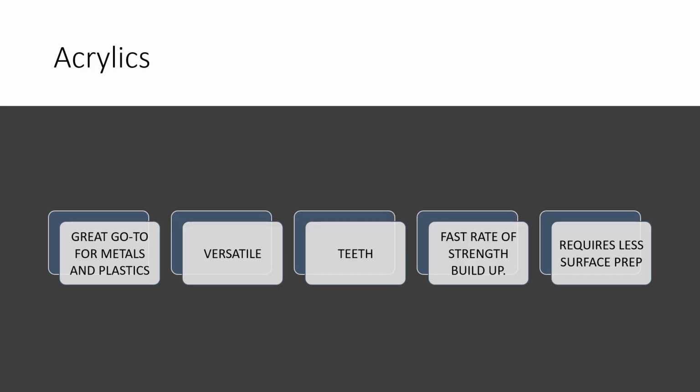Acrylics are my favorite. They are a really great go-to. All of the structural adhesives that we stock at TBP are acrylic adhesives. They're really great for a lot of different materials like metals and plastics. Very versatile. They have a fast rate of strength buildup, so they reach handling and structural strength quite quickly, and they require a lot less surface prep than epoxies and urethanes.